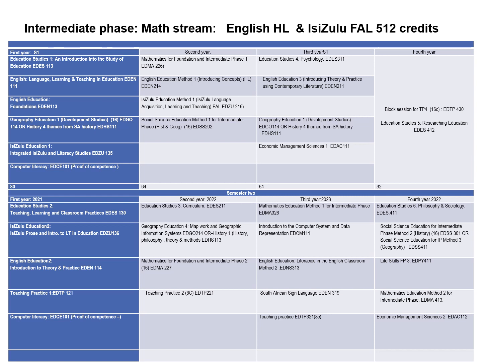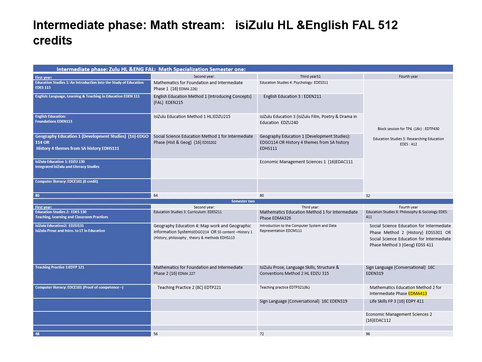The mathematics stream, if English is your home language and isiZulu is your FAL, it lists all the modules that you need to complete to be degree complete. Mathematics stream, isiZulu home language, English FAL, again all the modules are listed there that one needs to register for to be degree complete.